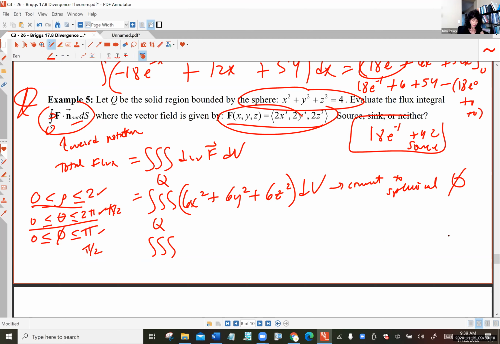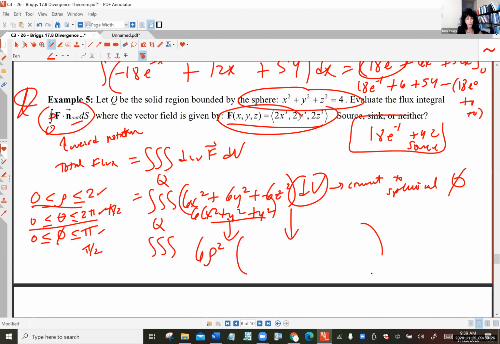Okay. So I'm going to convert to spherical. So what I'm going to do is pull out the 6 from the x squared, y squared, z squared. Why am I doing that? Because that gets replaced with what? Rho squared. And what is the volume element for spherical? Let's see how well you remember from the midterm a couple weeks ago. Rho squared sine phi, d rho, d phi, d theta.